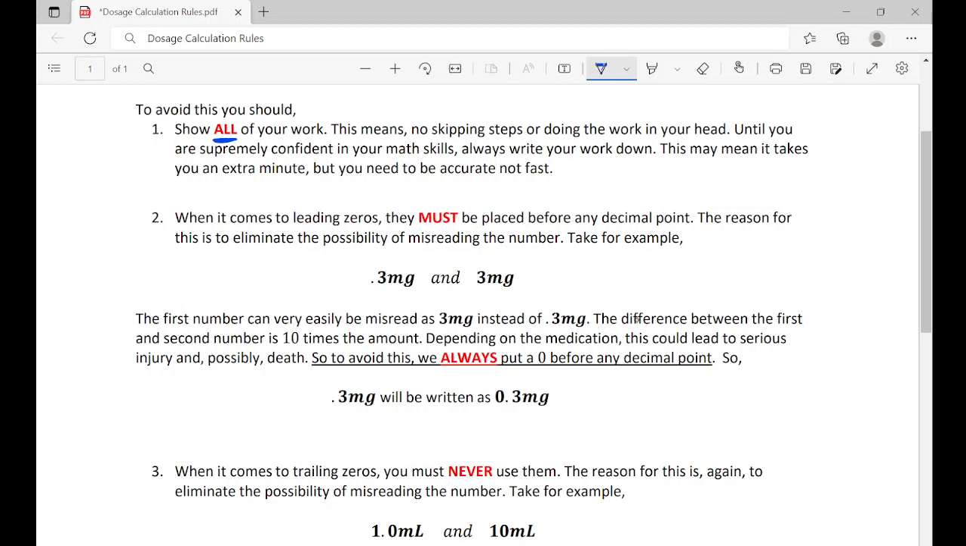Now, the difference between the first and the second number is 10 times the amount. So, depending on the medication, this could lead to serious injury and possibly death. So, to avoid these kind of easy mistakes, you should always put a 0 before any decimal point. So we never write .3 milligrams. When we write it out, we write 0.3 milligrams, so it can be seen much more clearly.